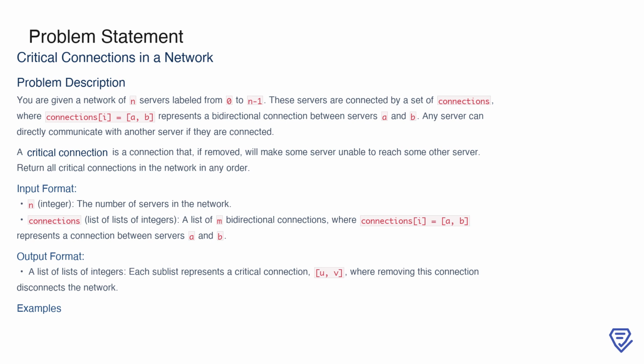The input will include the number of servers, n, and a list of connections. The output should be a list of these critical connections, where each connection is represented as a pair, [U, V]. This helps us understand how the network structure depends on certain connections to remain fully connected.